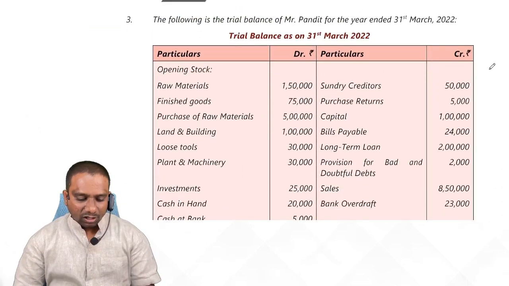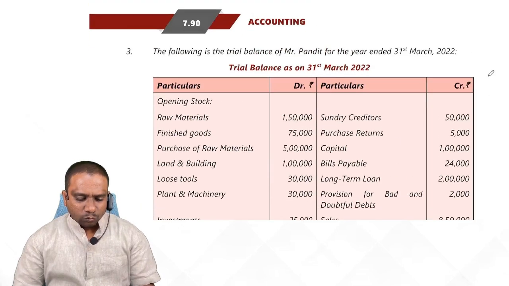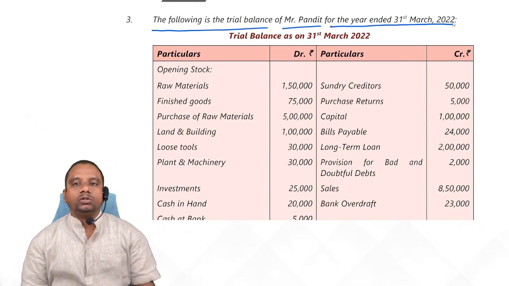Next problem and last problem. Look at what's the requirement? Manufacturing account. Same students. Very simple problem. The following is the trial balance of Mr. Pandit for the year ended 31st March 2022.